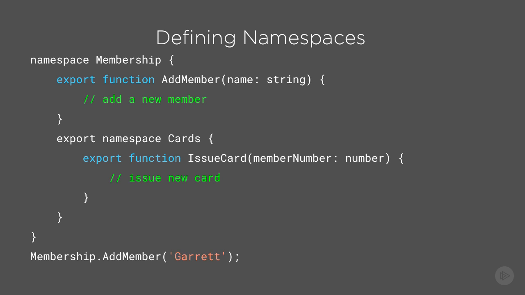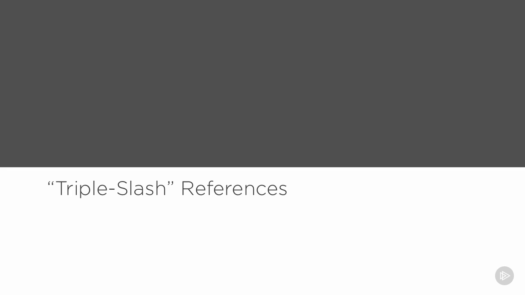Since the addMember function is in the membership namespace, I call the function by writing membership.addMember. The nested namespace just adds one more level to the dot notation. I can call the issueCard function by writing membership.cards.issueCard.